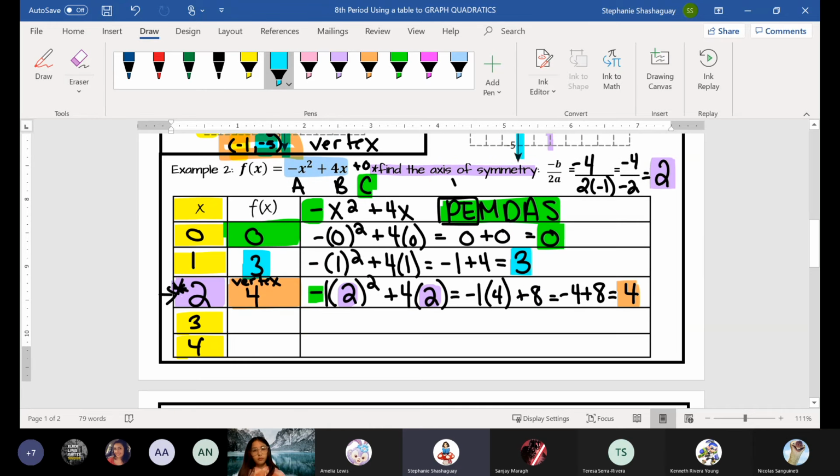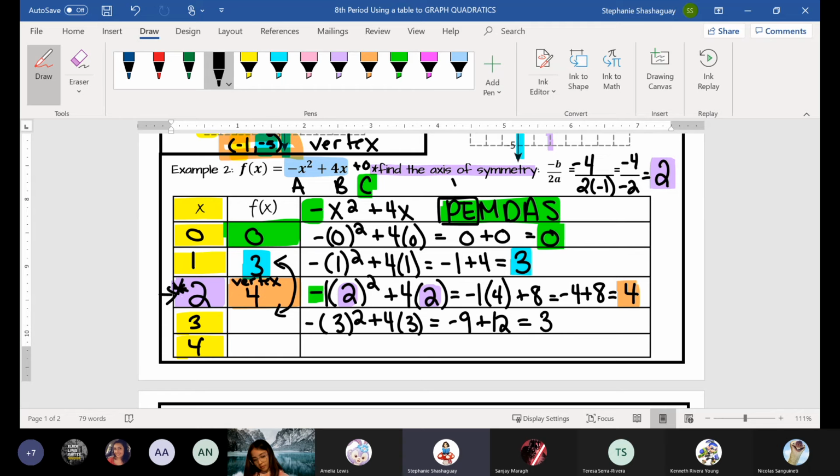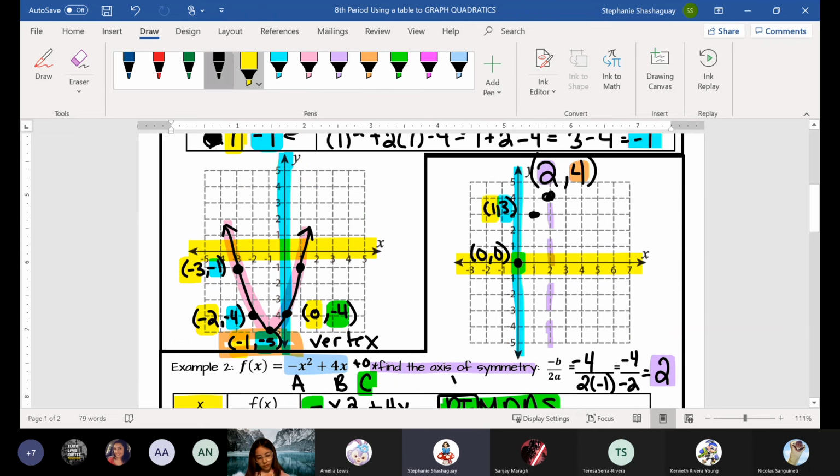So what do we know now is going to happen when we plug in our 3? It should equal 3. We can always test it to make sure. So negative 3 squared is going to be negative 9 plus 12. Does negative 9 plus 12 equal 3? Yes. So I can go ahead and put that on my graph.